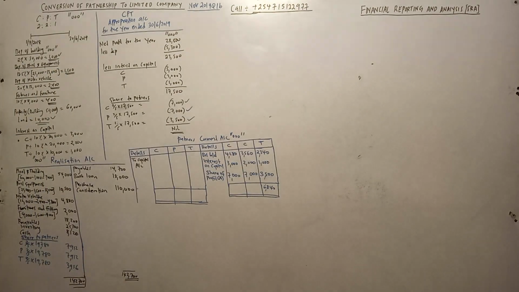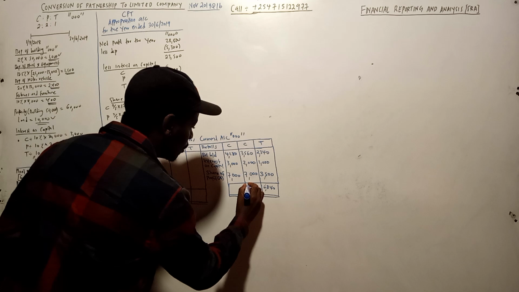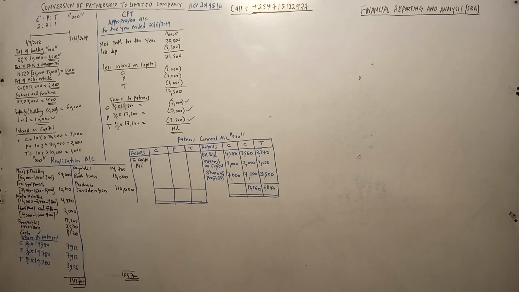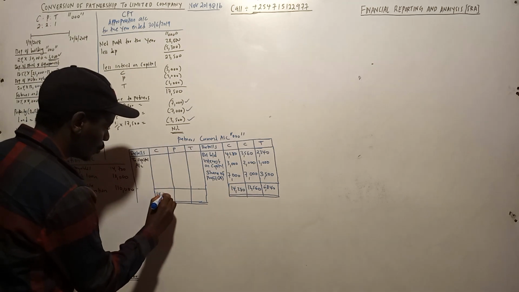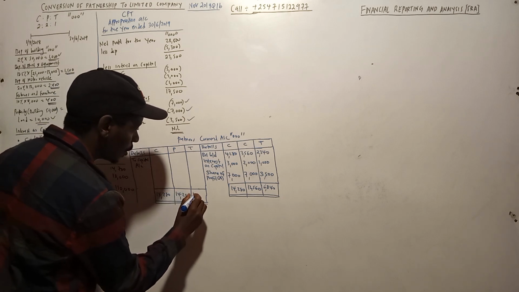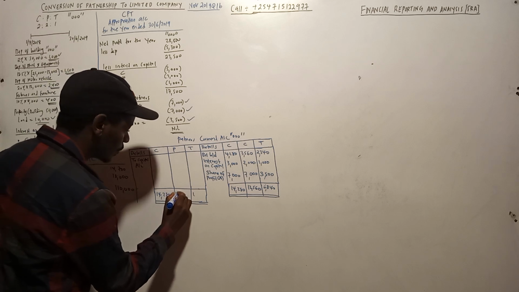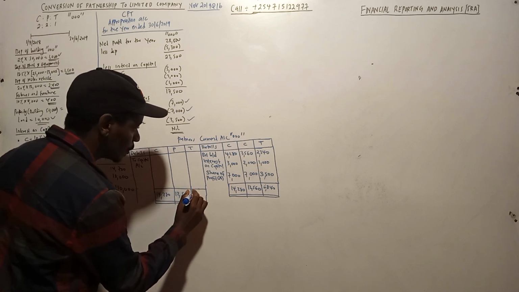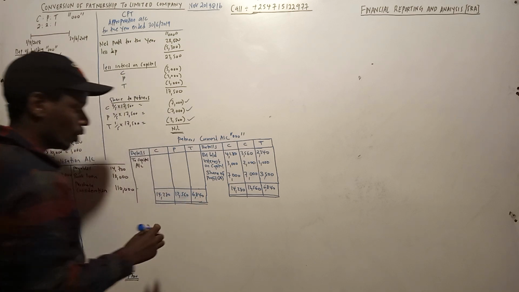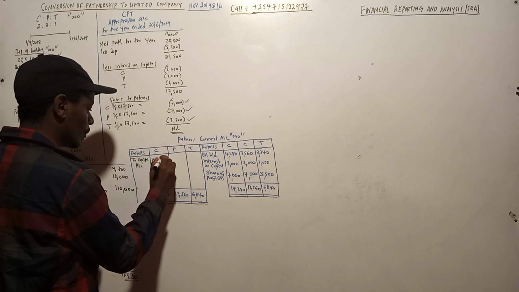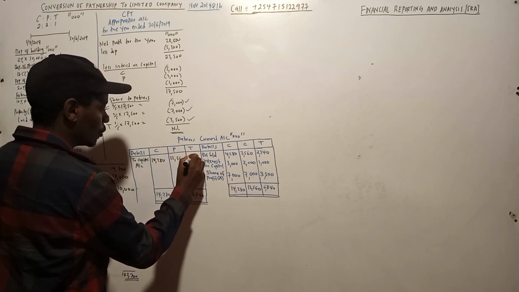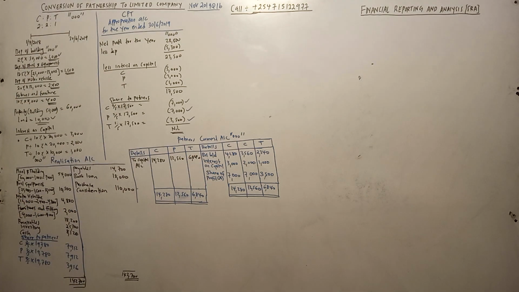The totals are 12,560 on each side, and the balancing figure is 1,480 on one side and 6,840 on the other. Having done that, now we can prepare the partners' capital account.